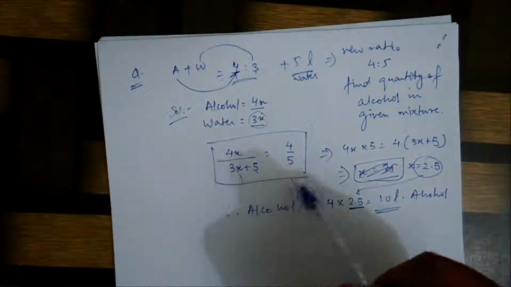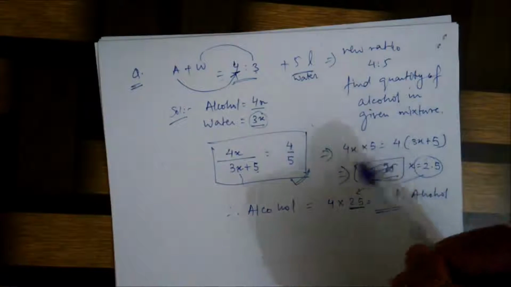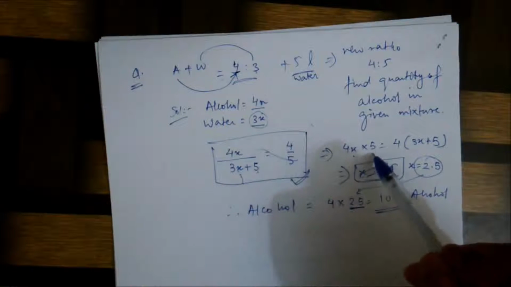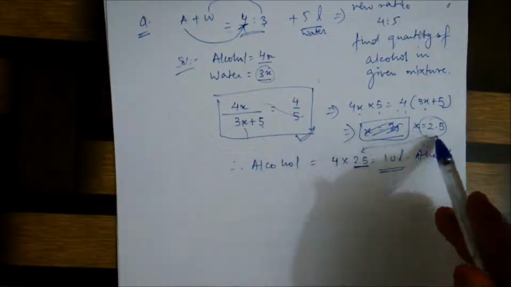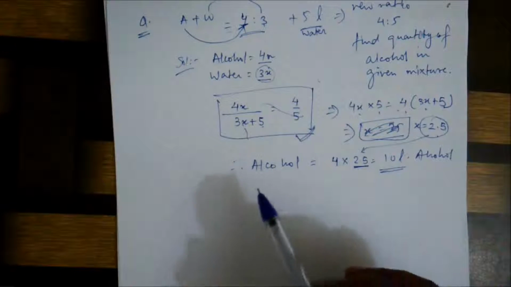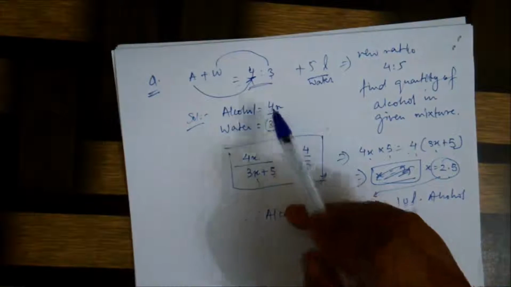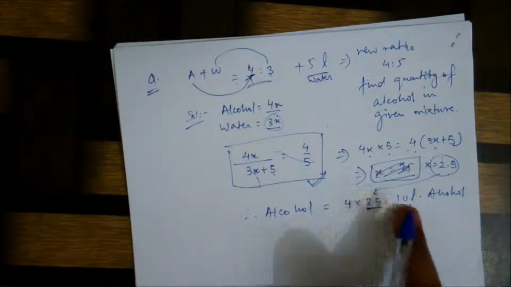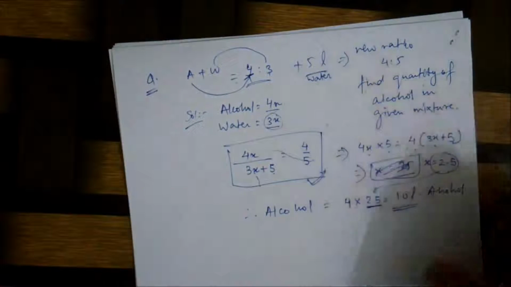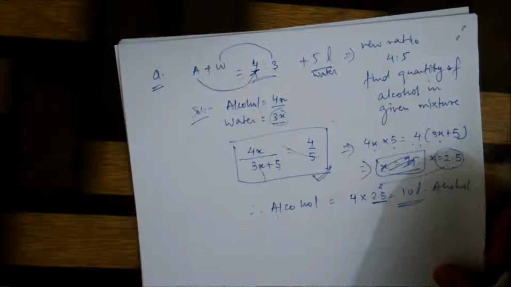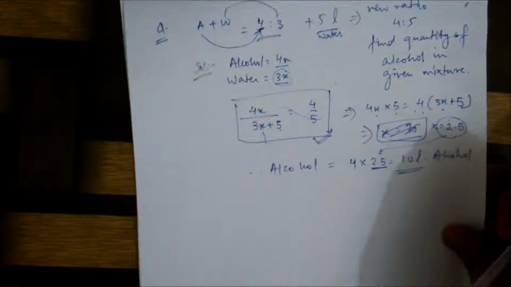So this is the basic equation that we wanted, and we can just solve this by cross multiplying it. 4x into 5 is equal to 4 into (3x plus 5), and by solving it we'll get x as 2.5. So the alcohol was 4x, so we multiply 4 into 2.5, which will be 10 liters of alcohol. So these are the final set of solved examples for you, and now I'll give you some 5 or 6 questions that you should practice.